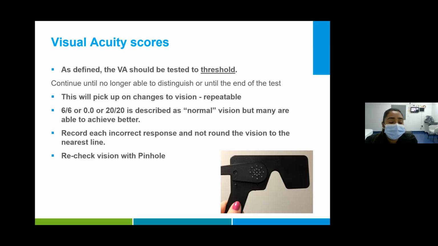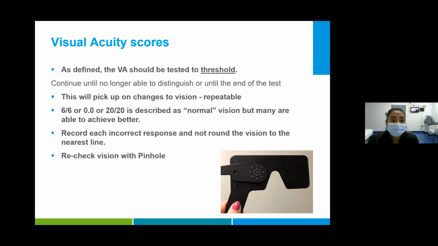But 6x6 or 0.0 or 20/20 is usually described as normal vision, but many people are able to achieve better than this. When you're recording visual acuity, it's really important that you record each incorrect response and not round up the vision to the nearest line. And here is a picture of an occluder with a pinhole. So vision, if it's less than 6x6, is usually rechecked with pinhole to see if there's any improvement in vision.